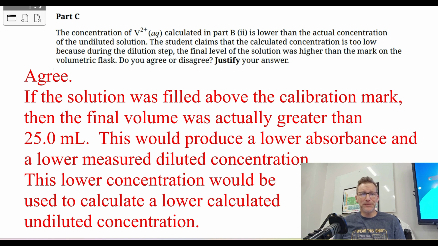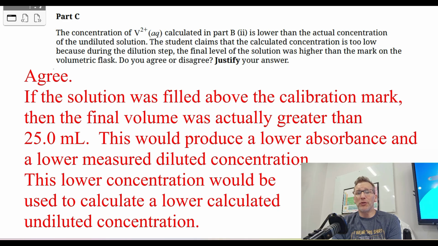Then part C, they said the concentration calculated in part B2 was lower. And the student claimed that it was too low because during the dilution step, they went a little bit too high on the volumetric flask. And that would be a reasonable student response there.